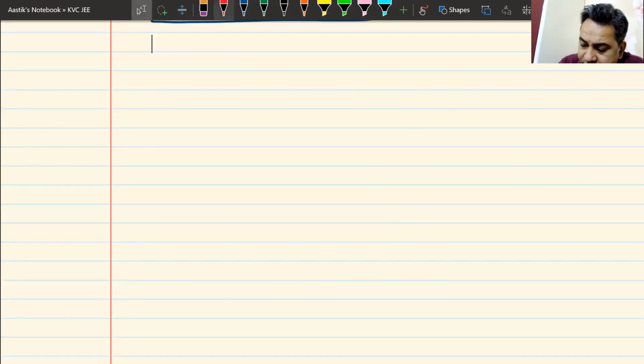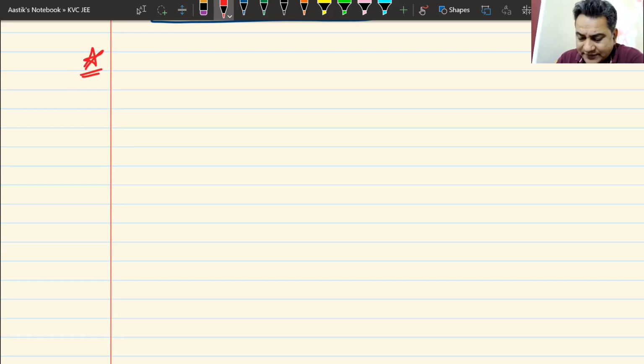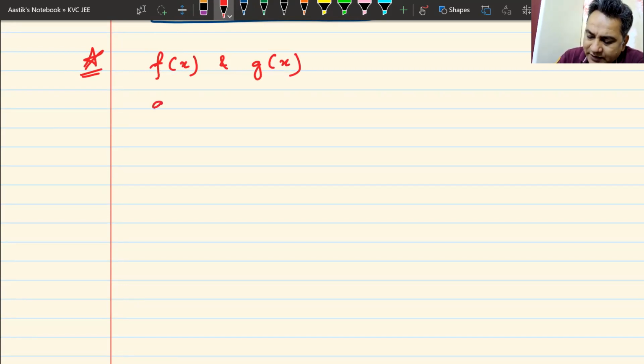I hope you have noted it down. I'll move on to the next problem. But before moving on, I'll give you just a small note regarding the derivative of multiplication. If I have not done it previously, I'll do it now. For example, if I have two functions, a function f(x) and a function g(x), and I have to find d by dx of f(x) multiplied by g(x).